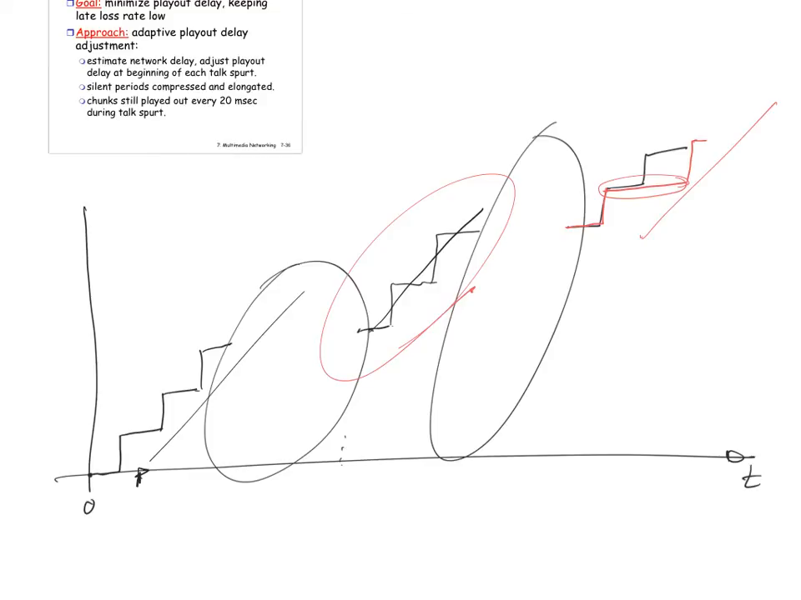So this is how adaptive playout works. Again, in stored multimedia content we didn't have to worry about this. Okay? But it's particularly important for live interactive multimedia conversations. Okay.